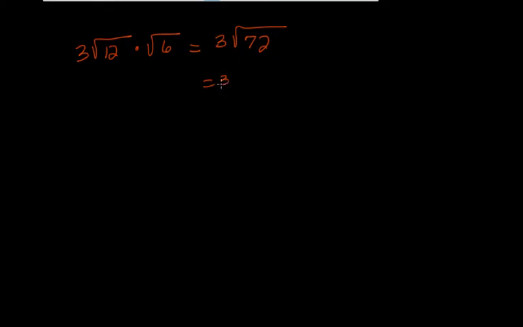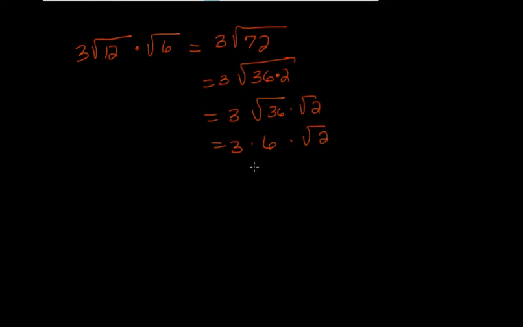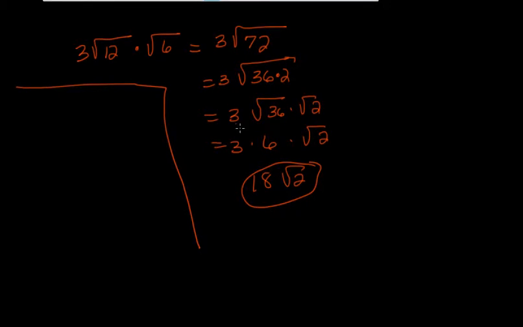So that would be equal to 3 times the square root of 36 times 2. Then I'm going to use the reverse process of multiplying them together. I'm going to break that little piece apart right there, which is equal to 3 times the square root of 36 times the square root of 2, and that's equal to 3 times 6, because the square root of 36 is 6, times the square root of 2, and 3 times 6 is 18, root 2, and we're done. Say hallelujah.